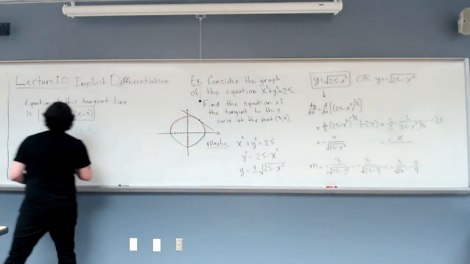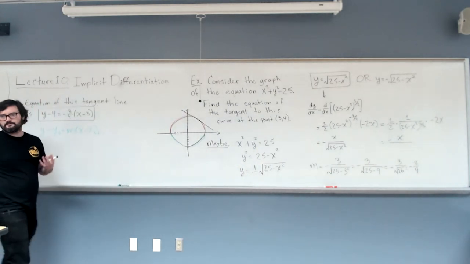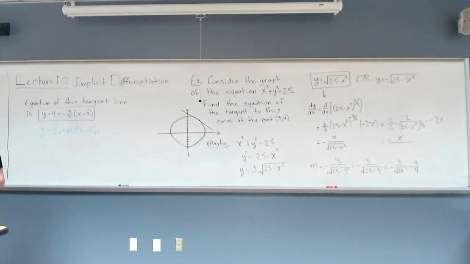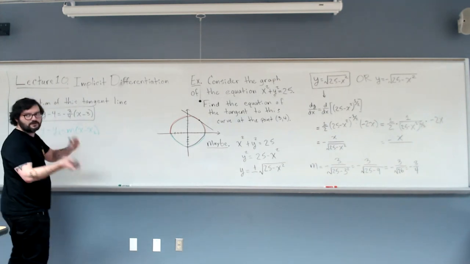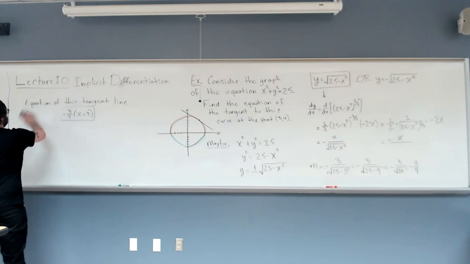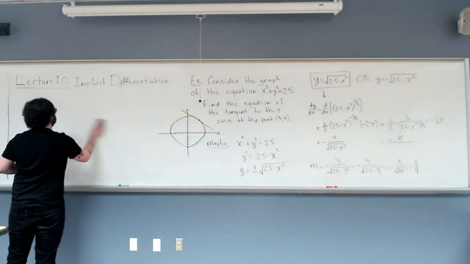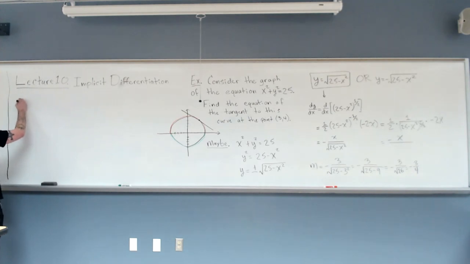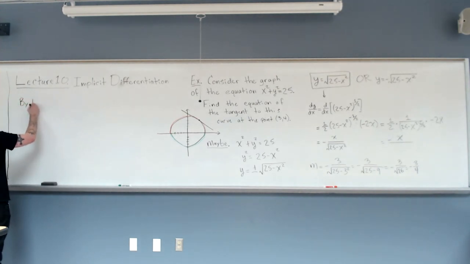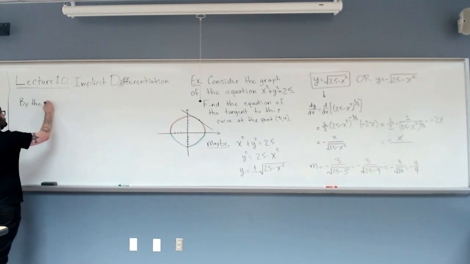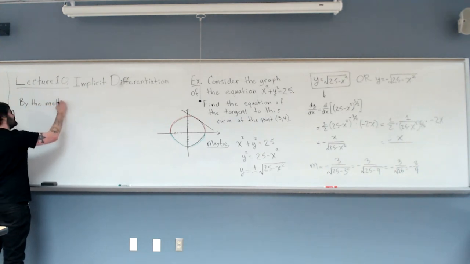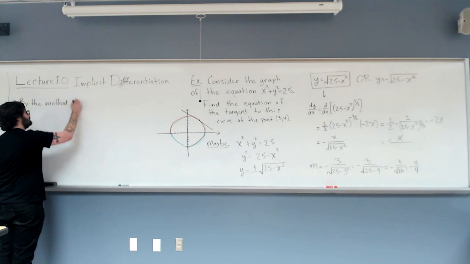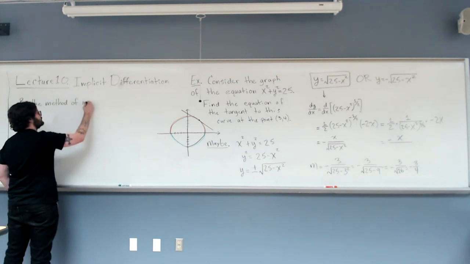Okay, so this is the solution. We know the solution. So in fact, I can probably write the full solution just in this little spot now. So I'm going to do the other way. Okay, so now this is my method of implicit differentiation.